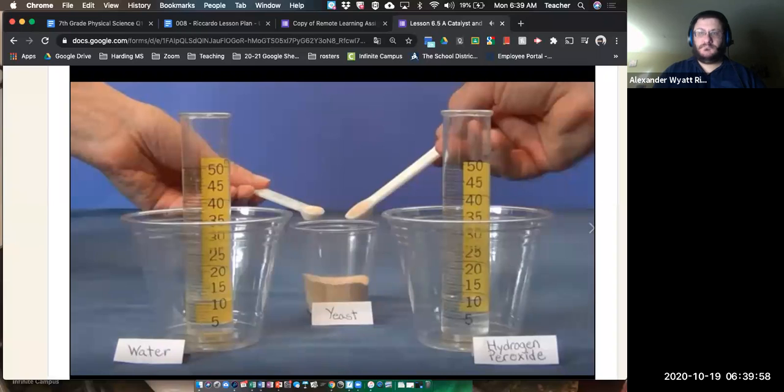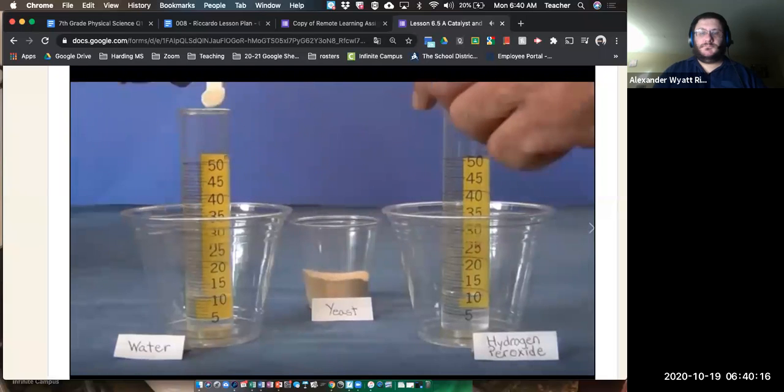In the following video, yeast will be added to a hydrogen peroxide solution. You can see that on the right. Most of the molecules in the hydrogen peroxide solution are water, with some hydrogen peroxide molecules mixed in. We'll see how the yeast catalyzes the breakdown of the hydrogen peroxide.